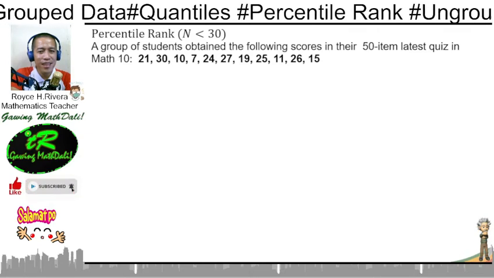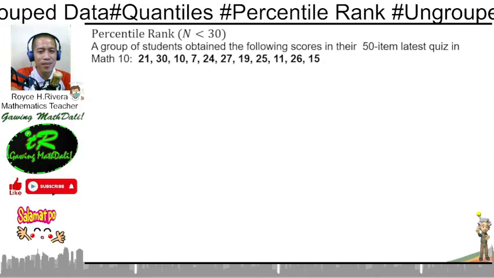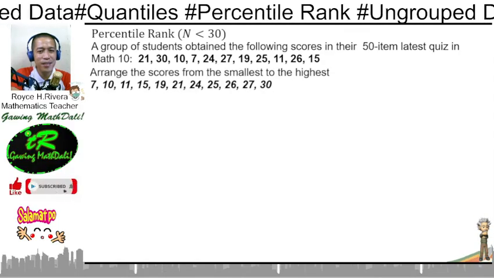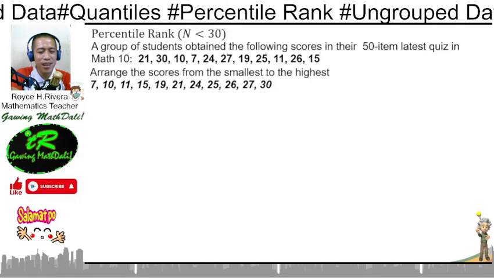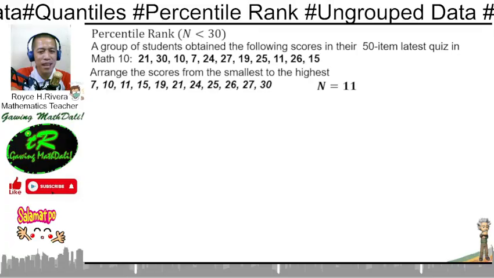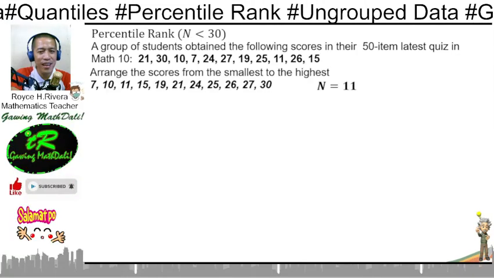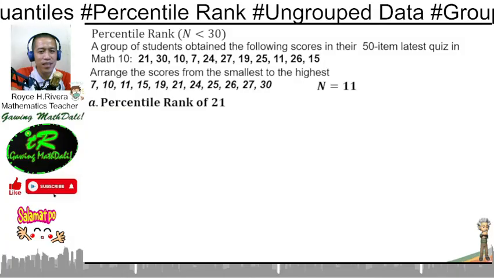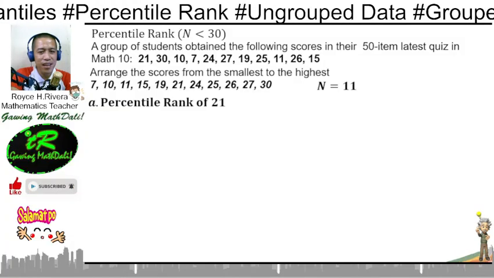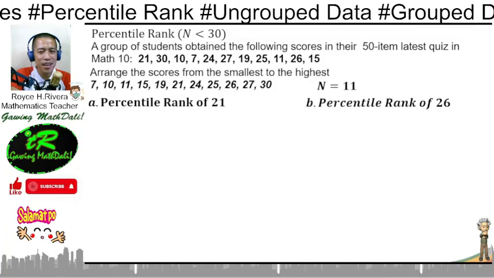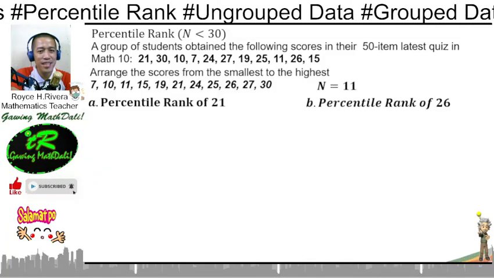We need to arrange the data from smallest to highest. After doing so, we need to count the total number of data. We have 11 data in total. Now, let us try to get the percentile rank of the score 21 and the percentile rank of the score 26.